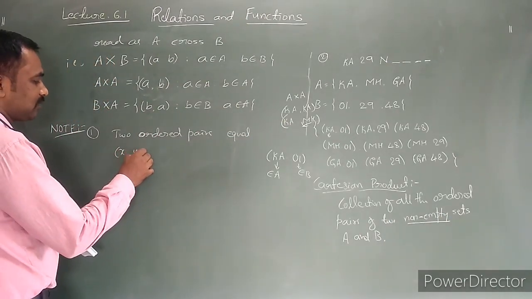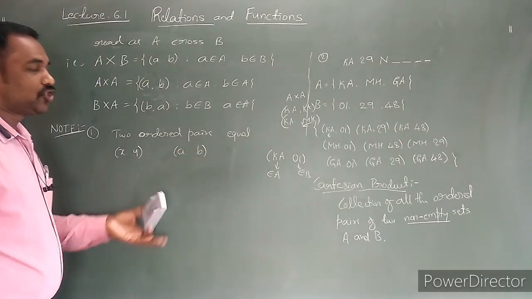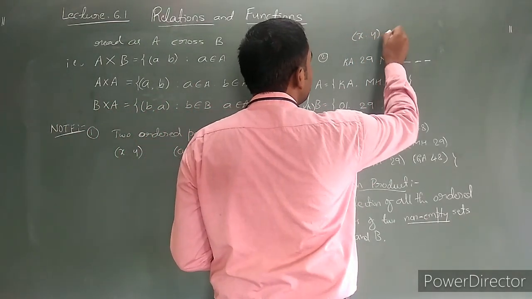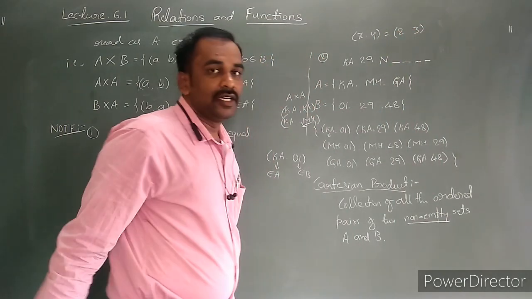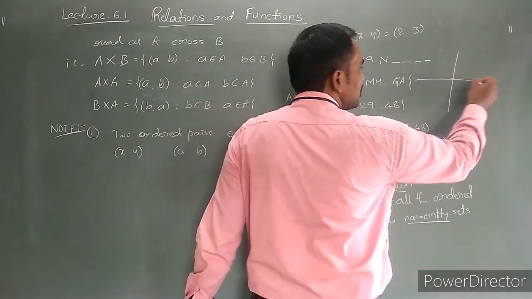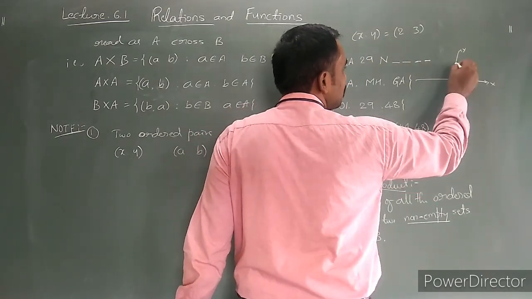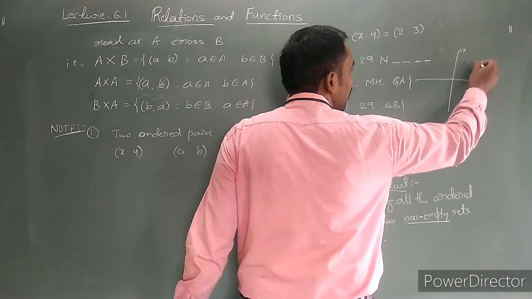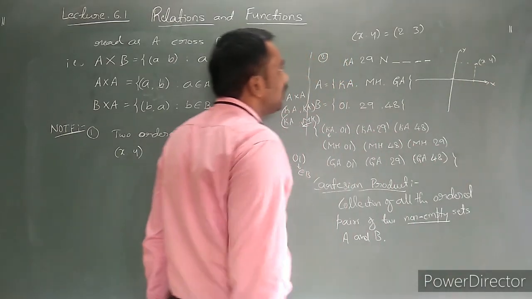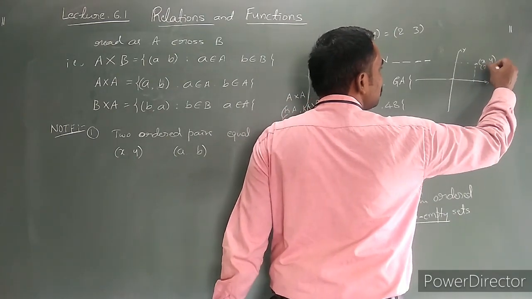For example, x comma y is one ordered pair and a comma b is another ordered pair. In geometry, we previously wrote, for example, x comma y is equal to 2 comma 3. Geometry means in an xy coordinate plane. How do we represent x comma y? This is the x axis and this is the y axis. On the x axis x units, on the y axis y units. Where these two meet perpendicularly, that is our x comma y. Here, on the x axis 2 units distance, on the y axis 3 units distance. This is the point 2 comma 3.